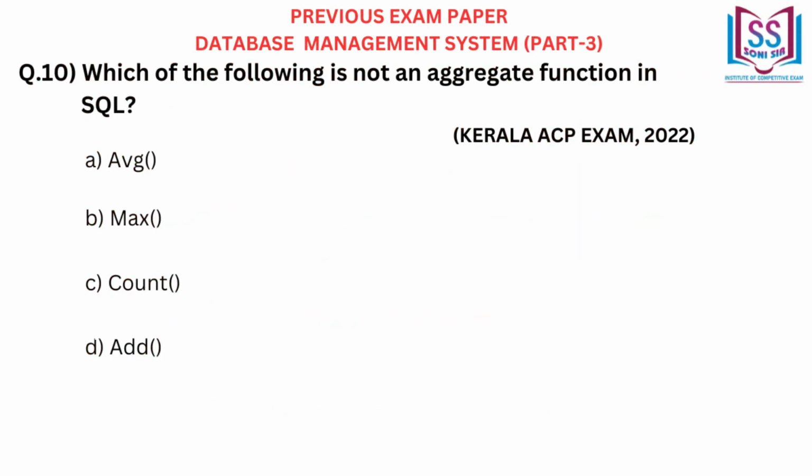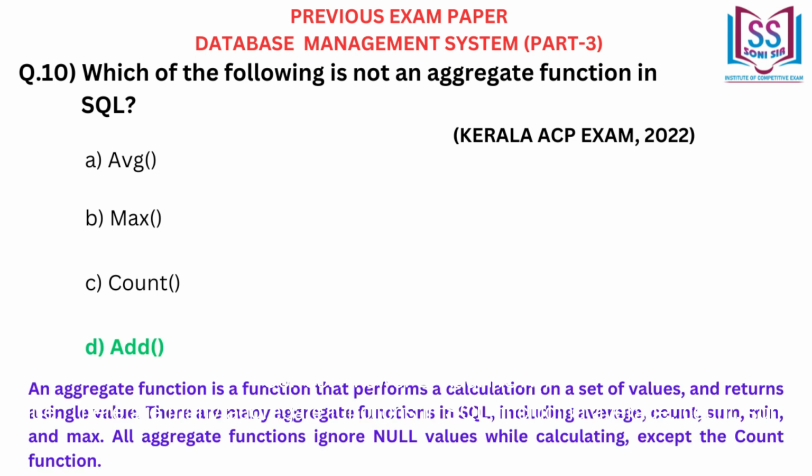Which of the following is not an aggregate function in SQL? A. Average. B. Maximum. C. Count. D. Addition. Correct answer D.